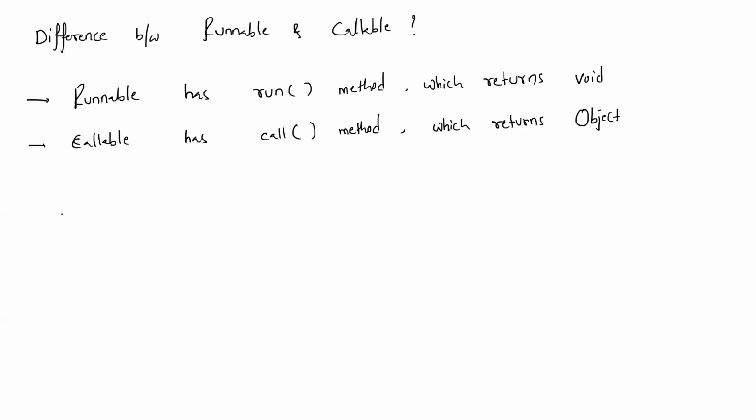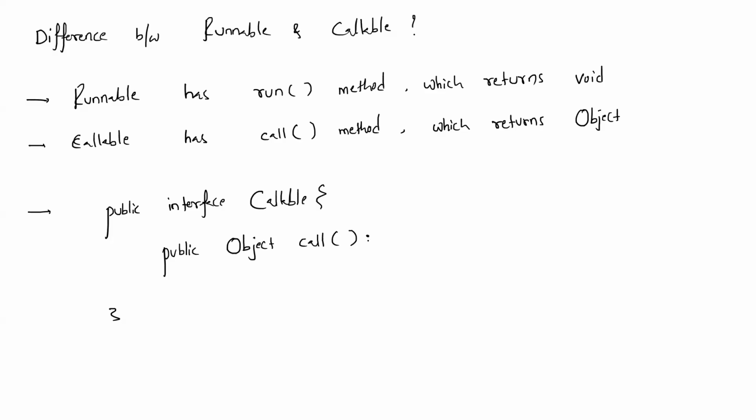If you ask what the syntax is: public interface Callable, and inside this interface an abstract method. The public abstract keywords are optional, then Object is the return type. What's the method name? call. Any arguments? No arguments. Then an abstract method has to end with a semicolon. So this is the syntax of the Callable interface.